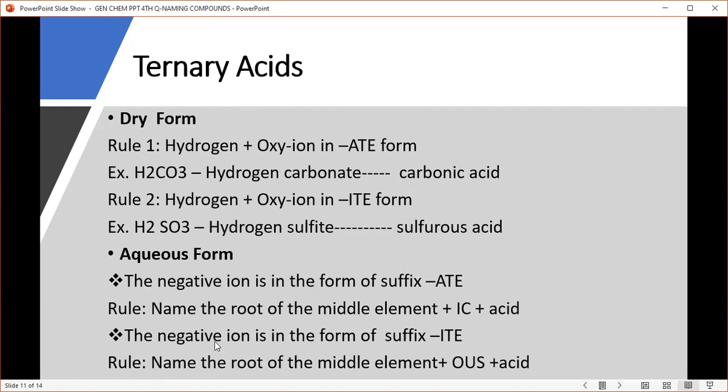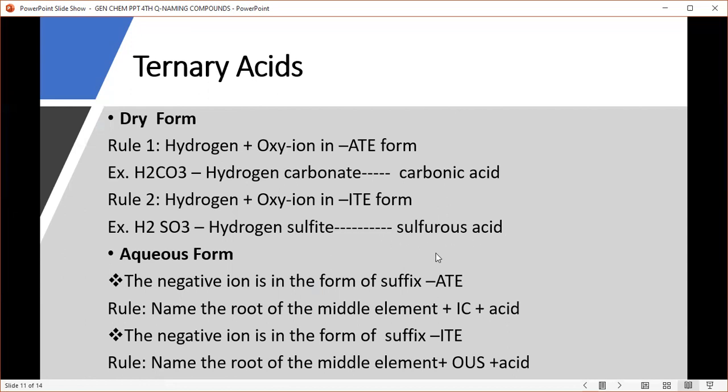Okay, next is if the negative ion is in the form of the suffix ITE. So this time it is hydrogen sulfite. So just simply look at the middle element, that's sulfur. So the rule in naming is name the root of the middle element, so that's sulfur, and then just simply add the suffix OUS plus the term acid. So that's going to be sulfite plus ITE, that's sulfur, and then OUS, that's sulfurous, and then just simply jot in the term acid.